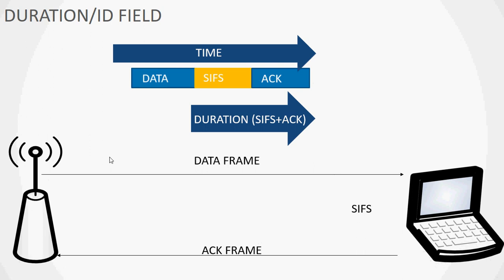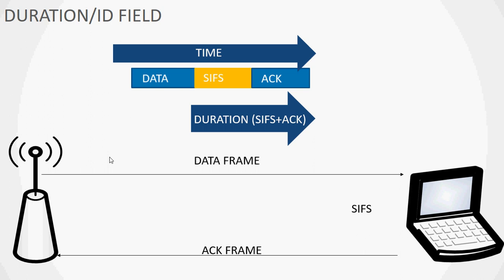This is another line of defense used to prevent any type of collision. By sending this duration of time, they are informing the other clients not to transmit during this time, as it would result in a collision.